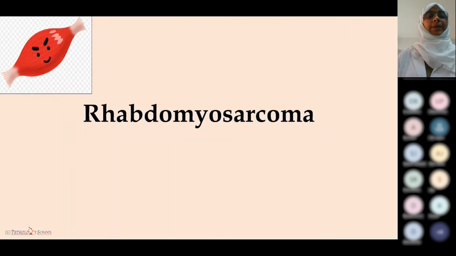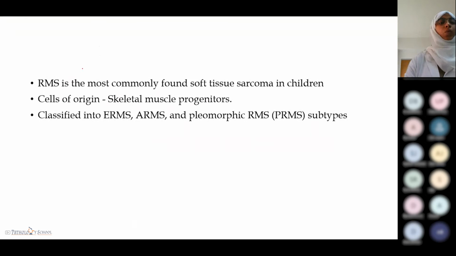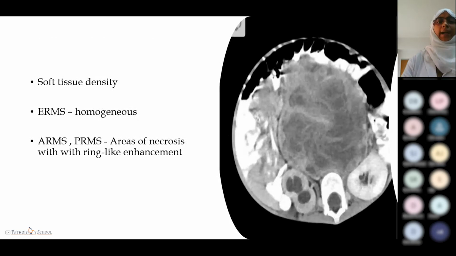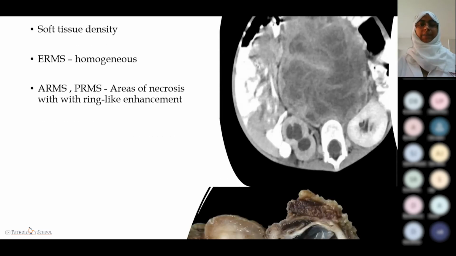Now comes the rhabdomyosarcomas. These are the most common soft tissue sarcomas present in children. As the name suggests, rhabdo, the cell of origin is skeletal muscle progenitors. They can be classified into three types: embryonal rhabdomyosarcoma, alveolar rhabdomyosarcoma, and pleomorphic rhabdomyosarcoma. When you look at radiography, you see soft tissue density. Embryonal will be more homogeneous, while alveolar and pleomorphic will have areas of necrosis with ring enhancement.